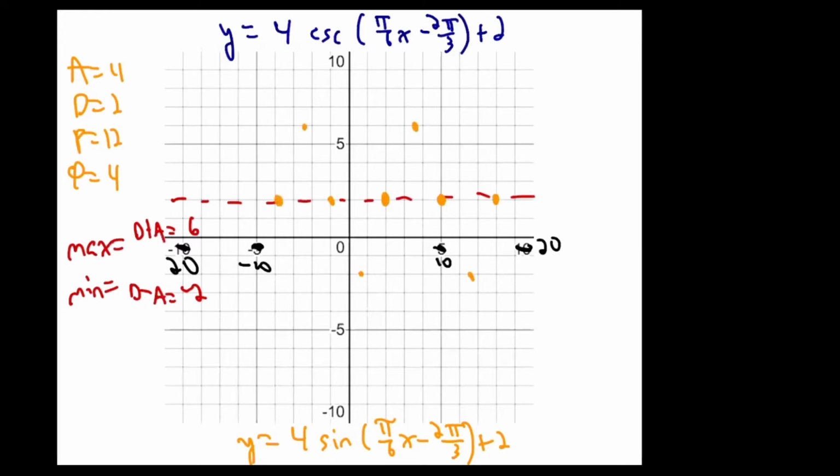So my sine curve will be relatively steep. It will look like this. We weren't asked to graph the sine curve, but we can use it as a skeleton. We were asked to graph the cosecant, which will have asymptotes everywhere that the sine goes through the midline. So asymptote there, asymptote there.